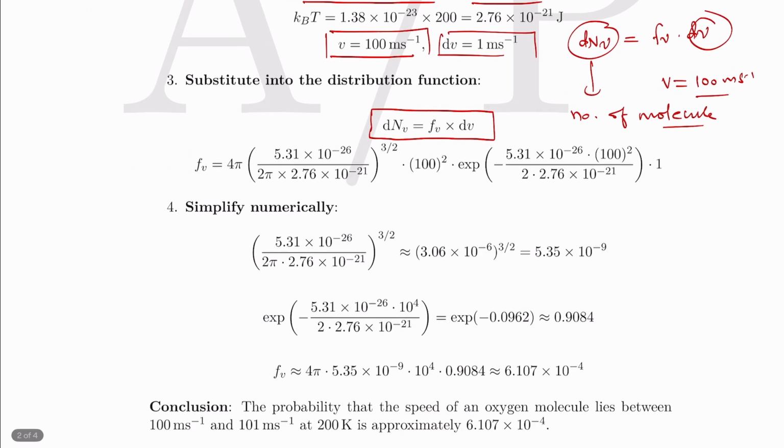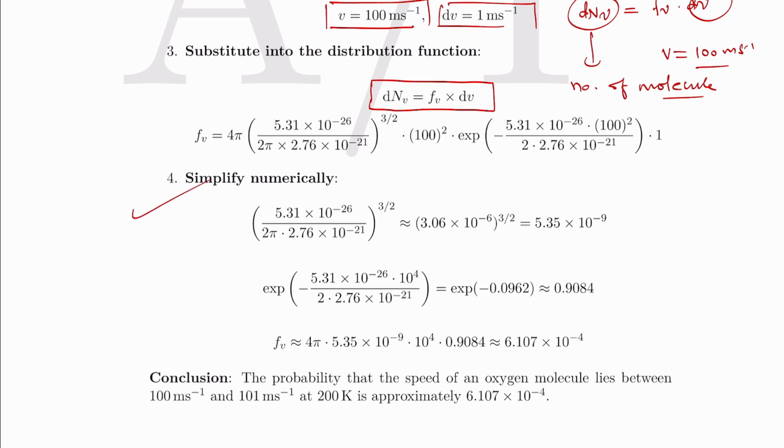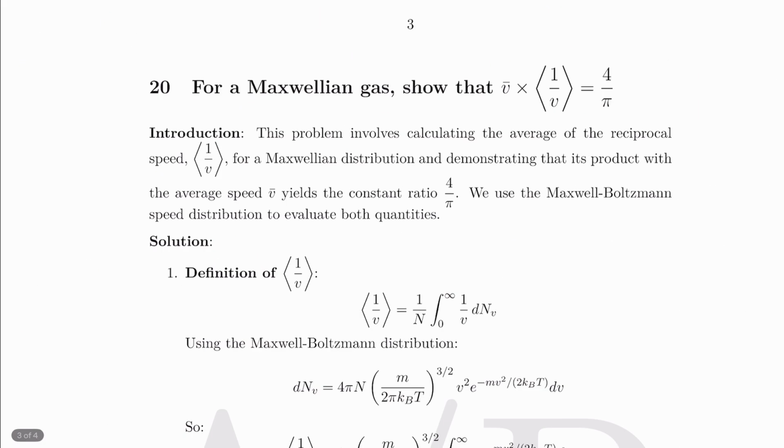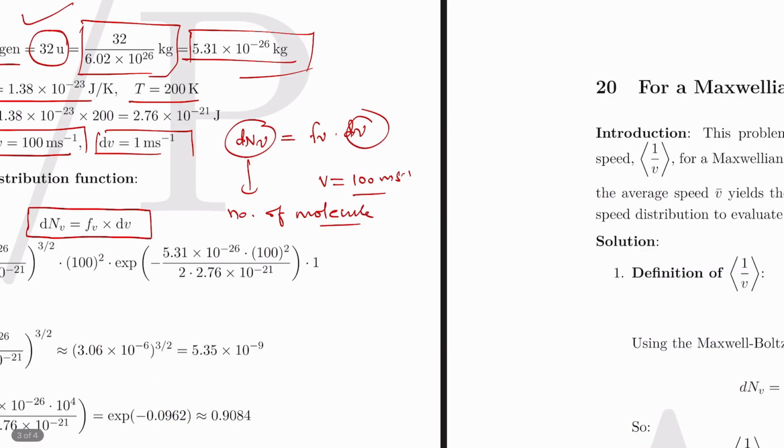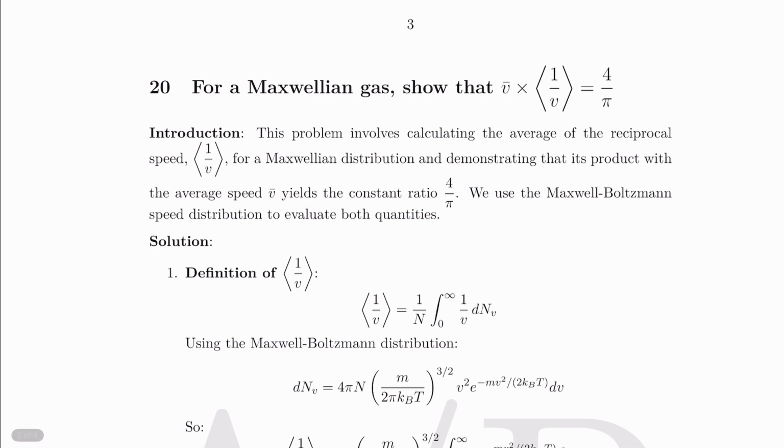So now you need some calculation only, just simplify it numerically to get the distribution function around this value. Okay, so the probability that it lies is around this, and now let us move forward to the next question.